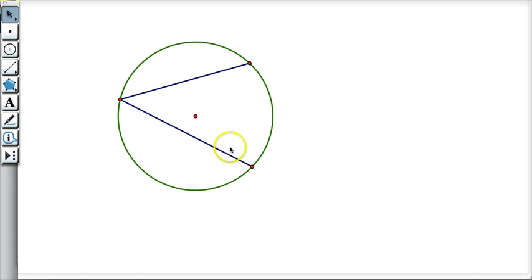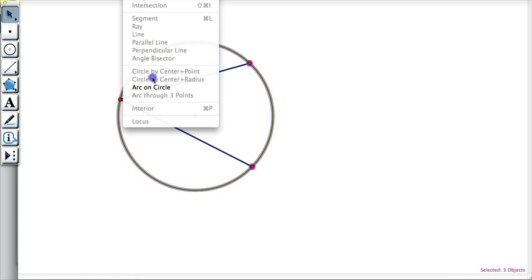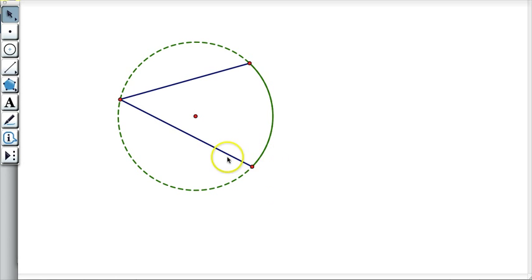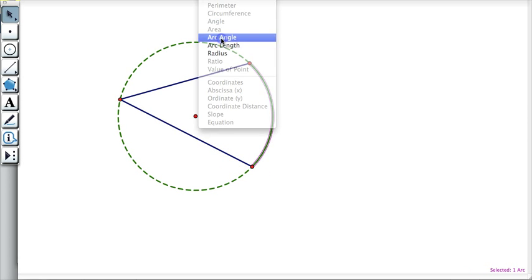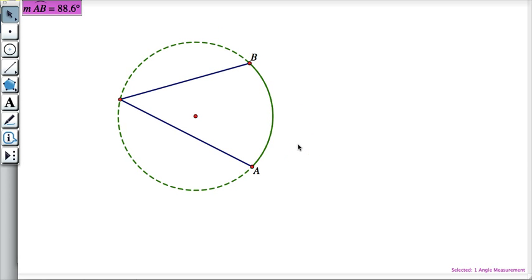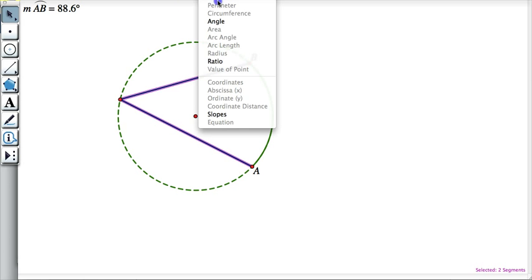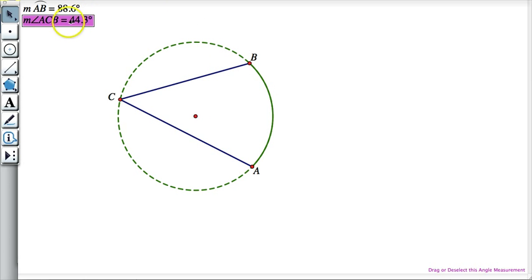So again, I want to make the arc, so I'm going to select, going counterclockwise, two points on the circle and then the circle, and then I want to construct an arc on the circle. Okay, again we can measure that arc, or more specifically the angle measure of that arc, and then we can measure the actual inscribed angle. Okay, so we'll see now that the measure of the arc is 88.6 degrees and the measure of the angle is 44.3 degrees.